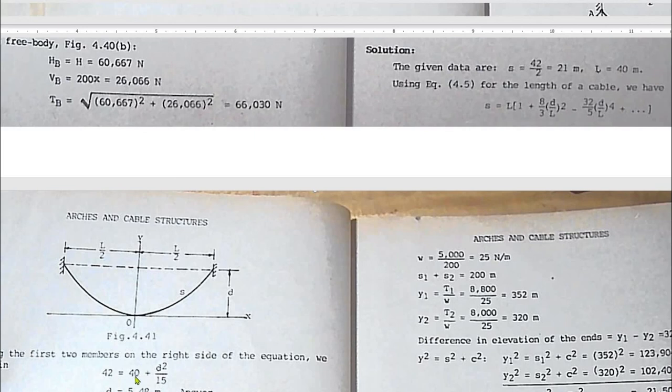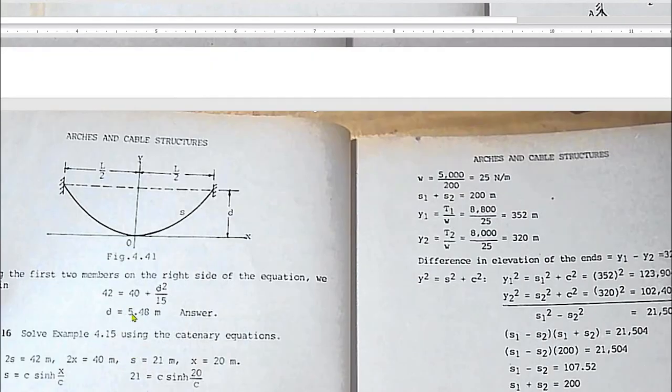Next, saan nanggaling yung 40 na yan? That is the quantity L times 1, no? So, that is 40 times 1 will give you this. And then yung S, take note, is the entire length, which is 42. So, from this equation, your D is 5.48 meters. Okay, so yan yung sub.